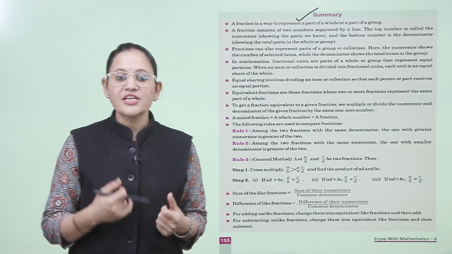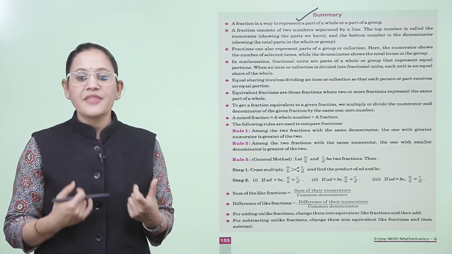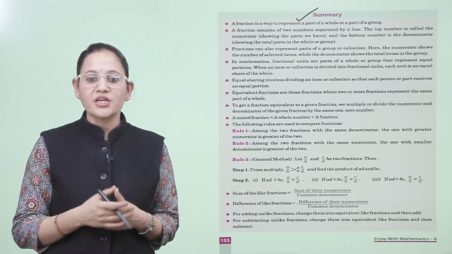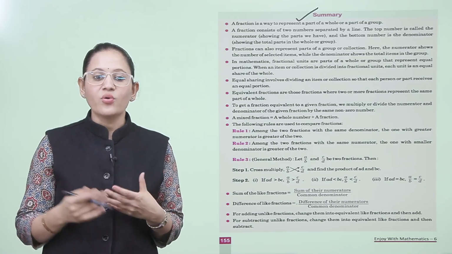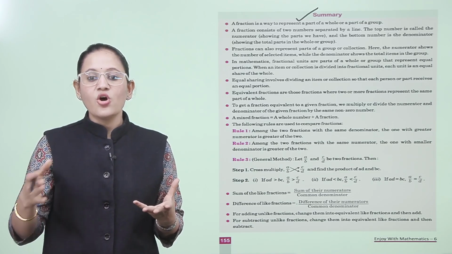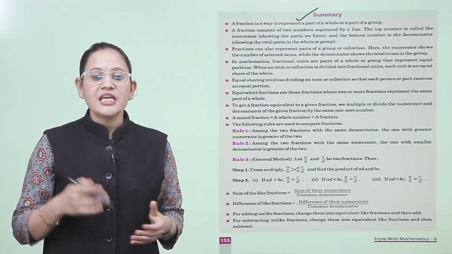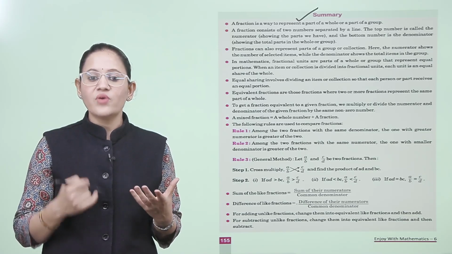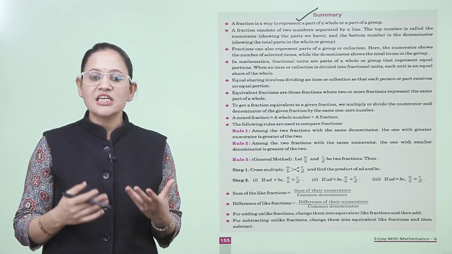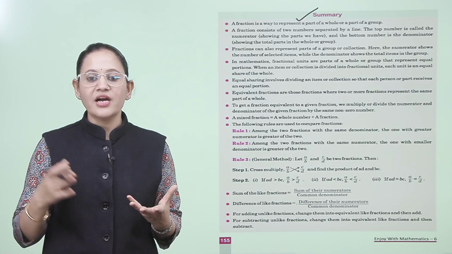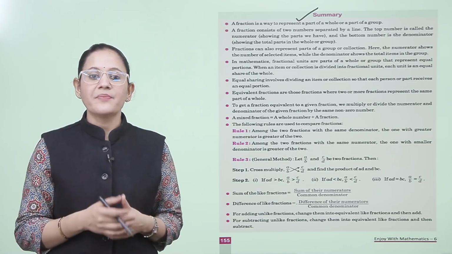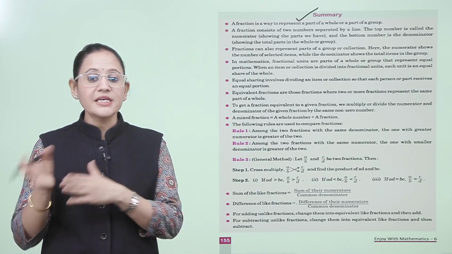In mathematics, fraction units are parts of the whole or the group that represent equal portions. When an item or collection is divided into fraction units, each unit is an equal share of the whole. Equal sharing involves dividing the item or collection so that each person or part receives an equal portion. Equivalent fractions are fractions where two or more fractions represent the same part of the whole. To get a fraction equivalent to a given fraction, we multiply or divide the numerator and denominator of the given fraction by the same non-zero number. A mixed fraction equals a whole number plus a fraction.